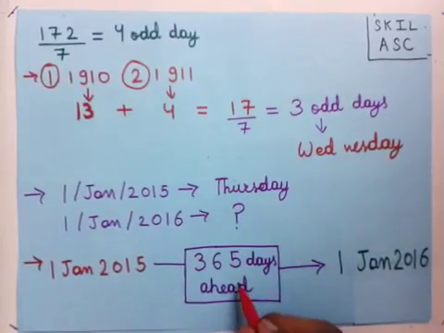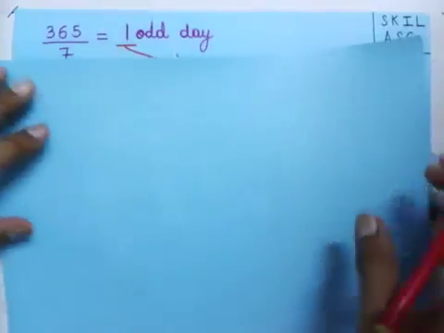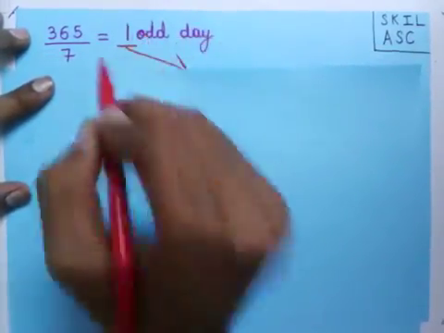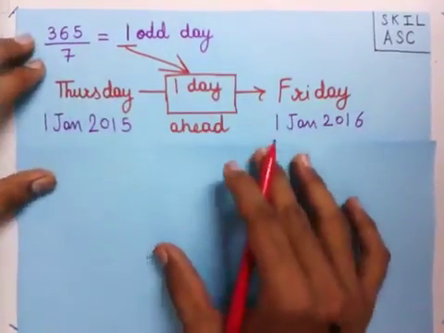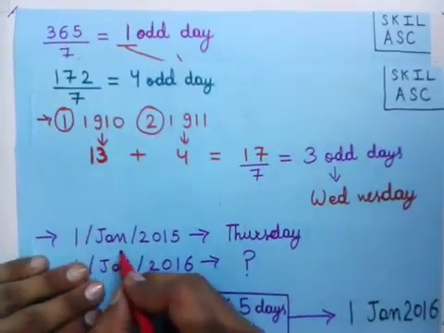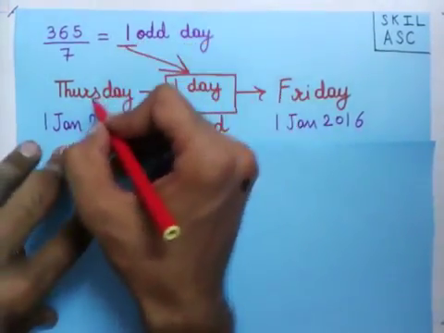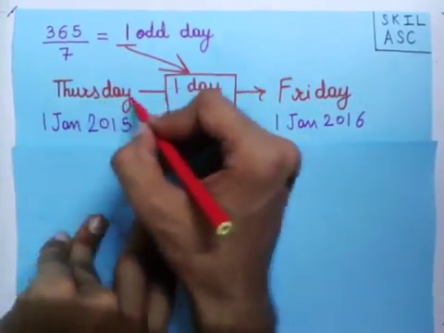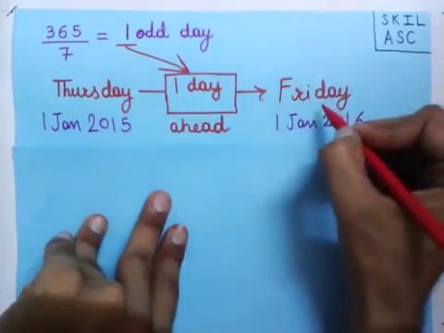So once we find the number of days, that is 365 days, what we have to do is divide this 365 by 7. Then you will find 1 as the remainder. That will be the number of odd days. Now we are given that 1st January of 2015 is Thursday. Since the number of odd days is 1, we go 1 day ahead of this Thursday. We will find the day which is 1 day after Thursday will be Friday.